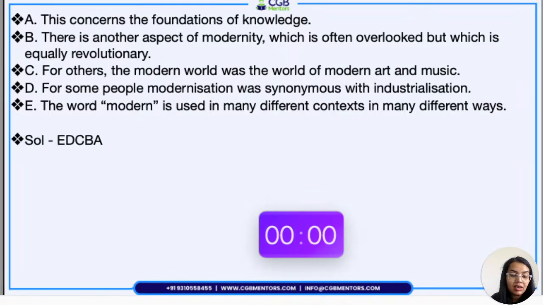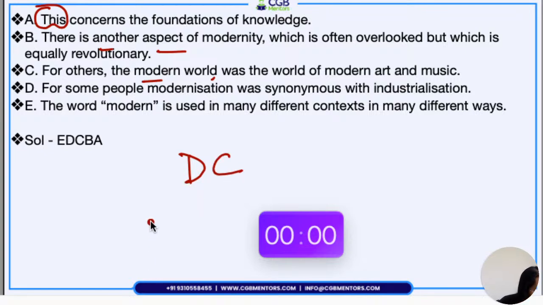Answer is EDCBA. Okay, you guys need to work on your comprehension. There has to be something for which I'm saying this. There is another aspect of modernity which is often overlooked but which is equally revolutionary. So now there is another, meaning already one aspect is mentioned. Then only I can place this B sentence. For some people, modernization was synonymous with industrialization. For others, the modern world, modernization, same thing, was the world of modern art. No doubt D and C are a pair.